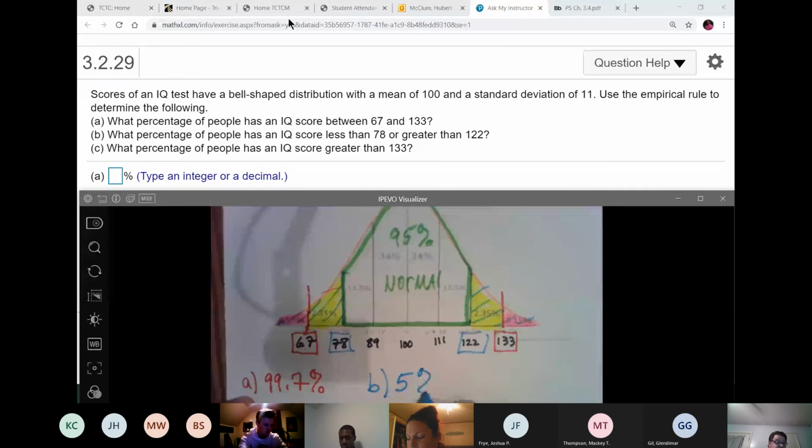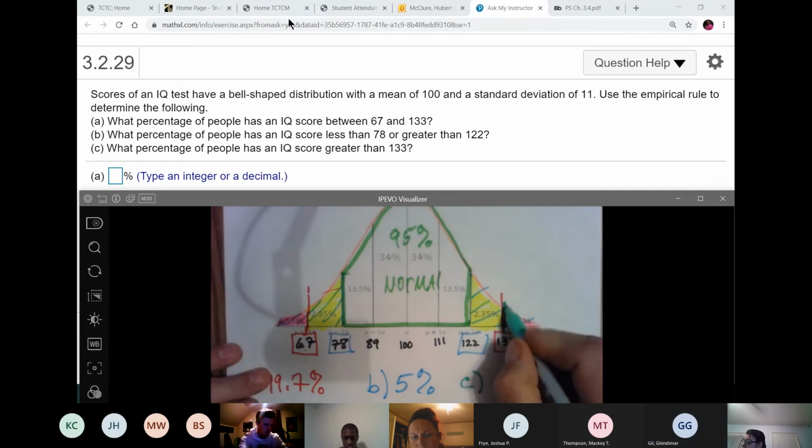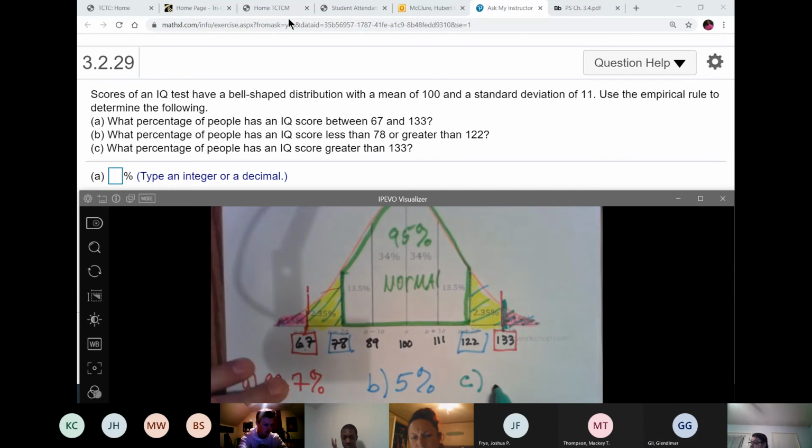And now I'm going to do C. I'll do C in that turquoise looking color. Okay. What is above 133? 0.15.